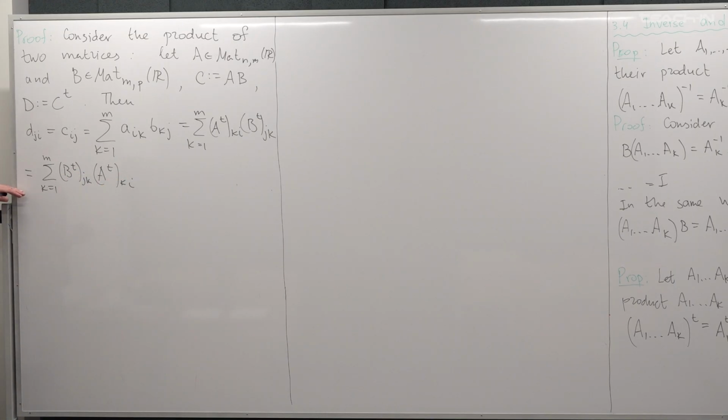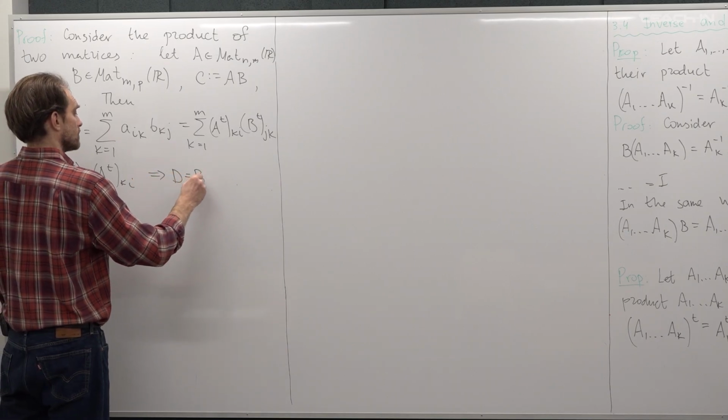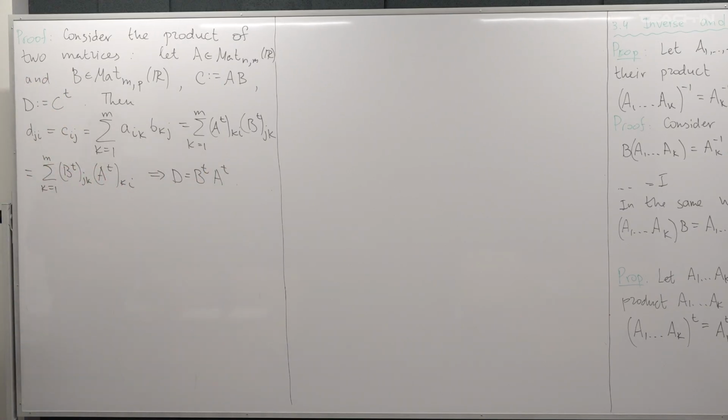And now we can see that when we compute the jth ith element of the matrix D for every pair of j and i, we multiply the row of this matrix by a column of this matrix using the standard rule for the product of two matrices. So therefore D is just B transpose multiplied by A transpose. So this proves our claim for the product of two matrices. And for more than two matrices, use induction.